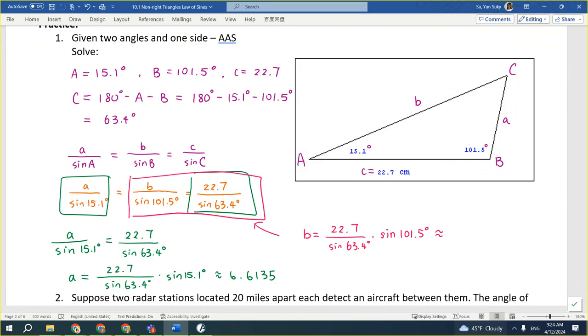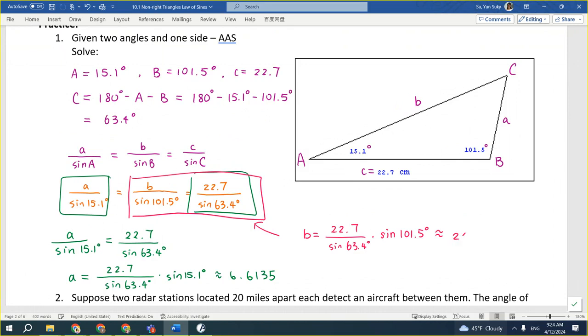Your calculator is not so good. I strongly recommend you get another one. Or I have some better ones in my office. So if in the exam you need to borrow mine, you're free.